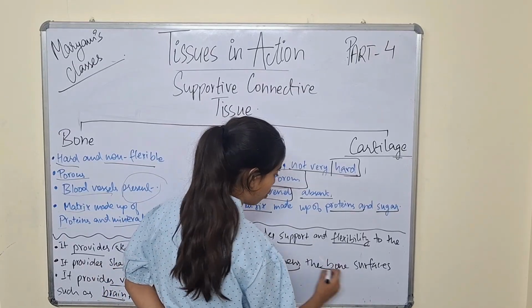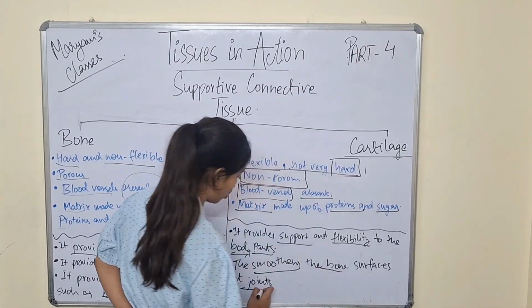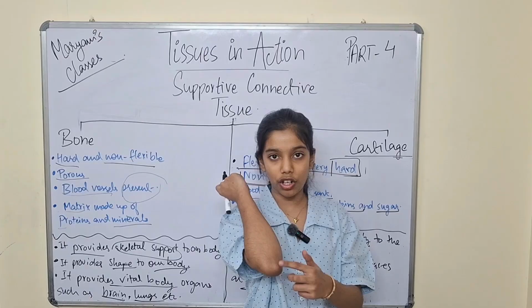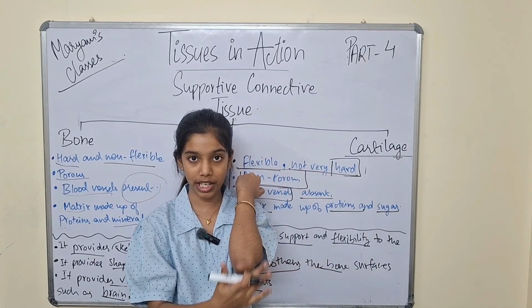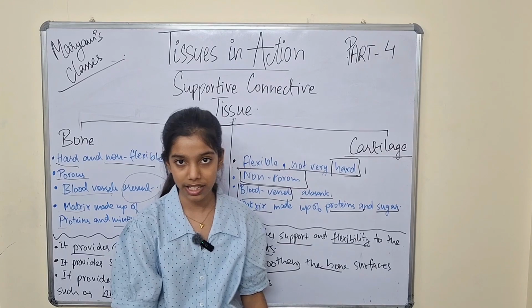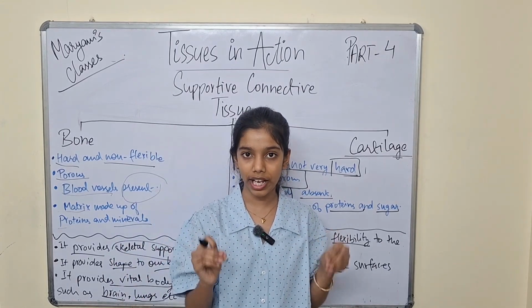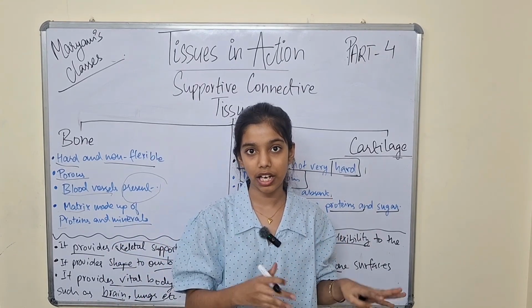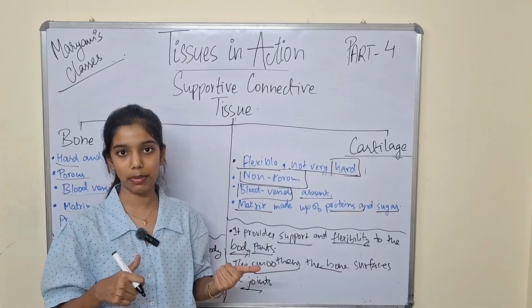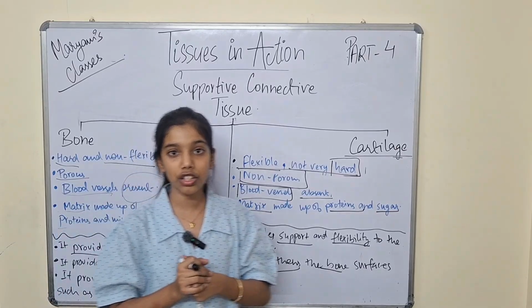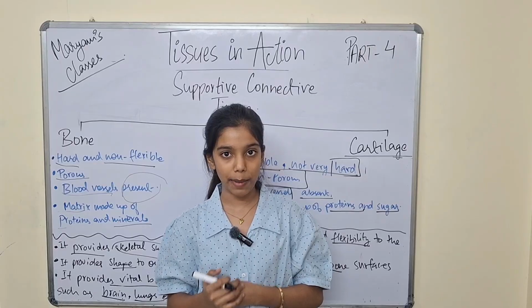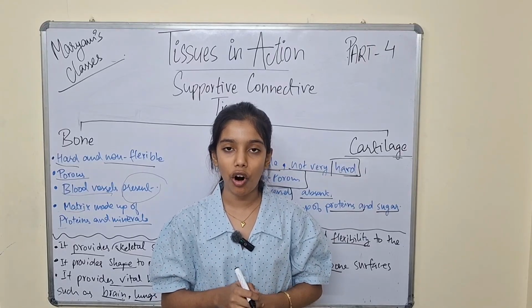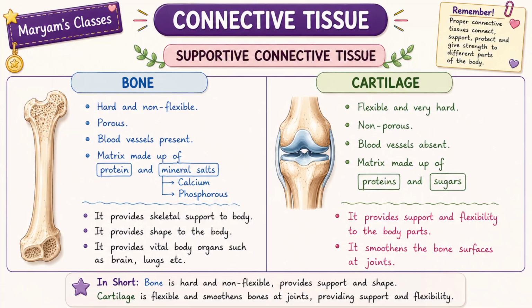It smoothens the bone surfaces at joints. Cartilage is present in our joints, everywhere where we have joints, like in our elbow and knee. There cartilage is present to give support and flexibility. So this is all about supportive connective tissue. Now we have completed the two types of supportive connective tissue. Let's move on to fluid connective tissues.